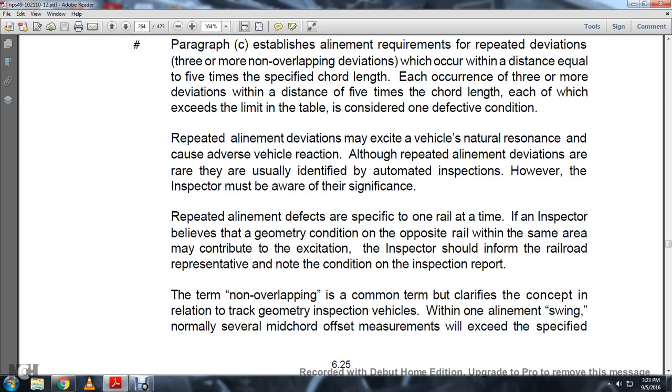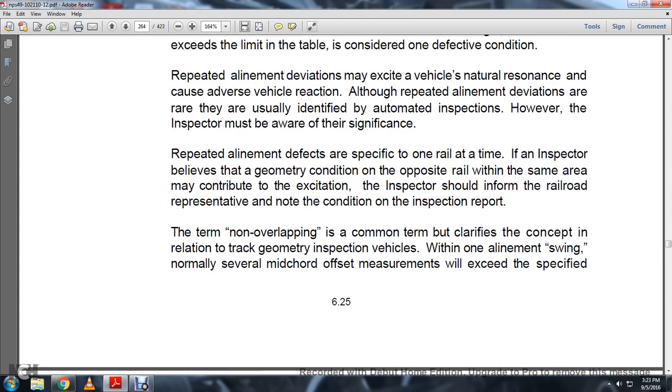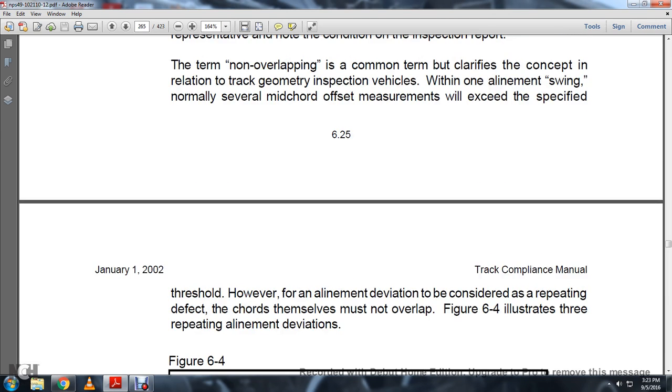the inspector should inform the railroad representative. Note the condition in the inspector's report. The term non-overlapping is a common term that clarifies the concept of the relation with the track geometry. Inspection vehicles with one alignment swing normally measure several midchord offsets which exceed the specified threshold. However, the alignment deviation may be considered as repeating the defect. The chords themselves must not overlap.